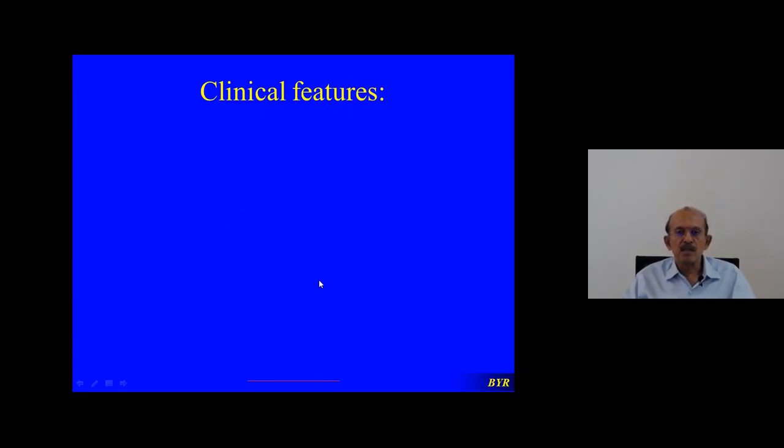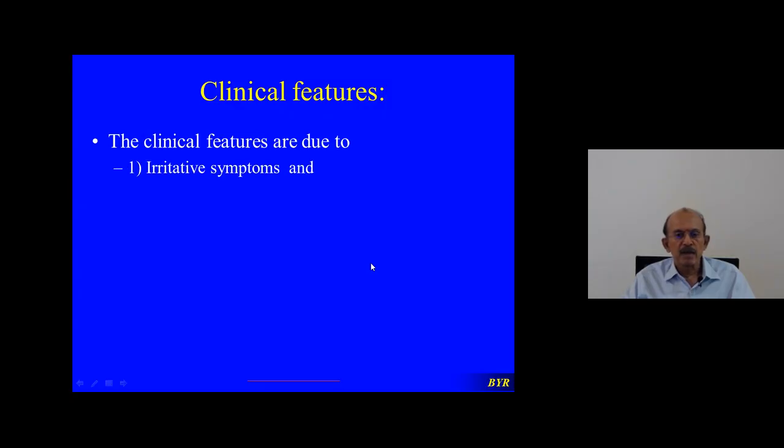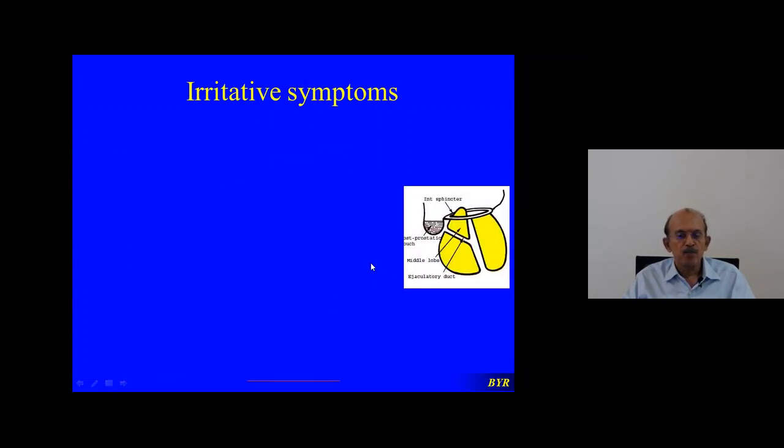So this is the pathology of benign prostatic hypertrophy. Then clinical features. The clinical features are due to irritative symptoms and obstructive symptoms. So there are two components in the clinical manifestations. Irritative symptoms.